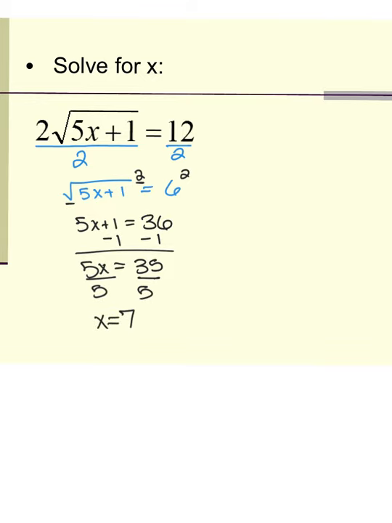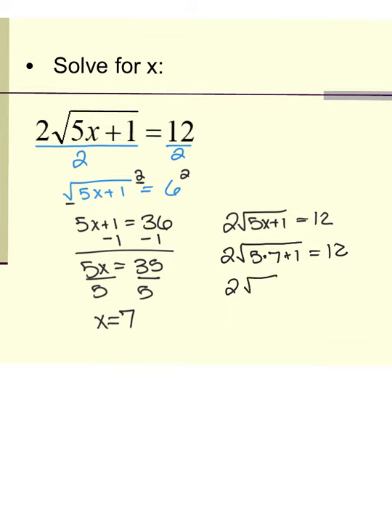Now I go back to my original equation, which is 2 square root 5x plus 1 equals 12. Plug in my answer. 5 times 7 plus 1. I'm going to do the math. 5 times 7 is 35, plus 1 is 36. That should be an equal sign. The square root of 36 is 6. 2 times 6 is 12. Since this is a true statement, this is a valid answer.